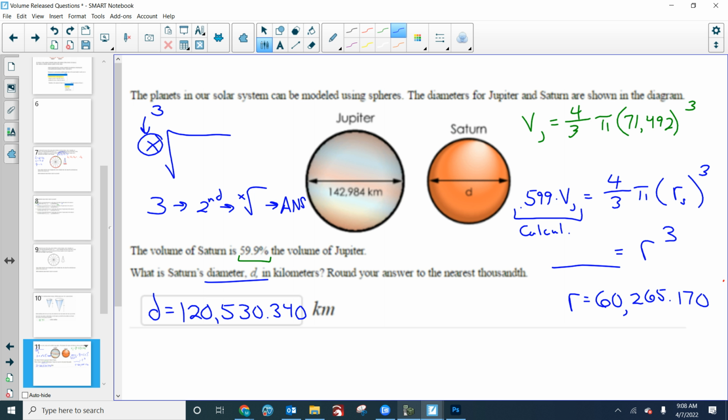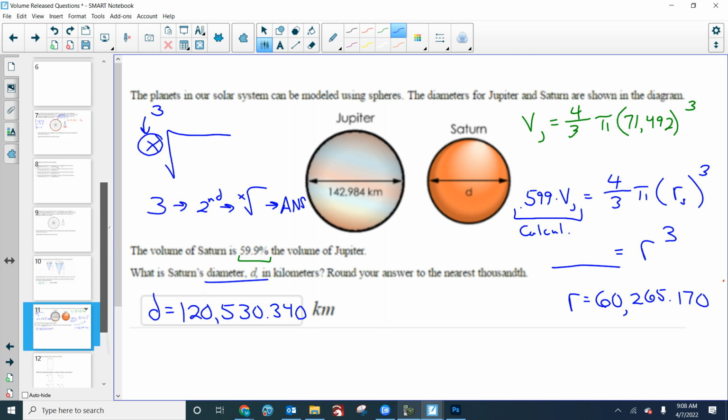So ready? Opening up a whole new world for us. Can you take the square root of a negative number? Not in this class. Wait till next year. All right? Can you take the cube root of a negative number? Yeah, because a negative times a negative times a negative is negative. Okay? All right, that's what cube roots do.